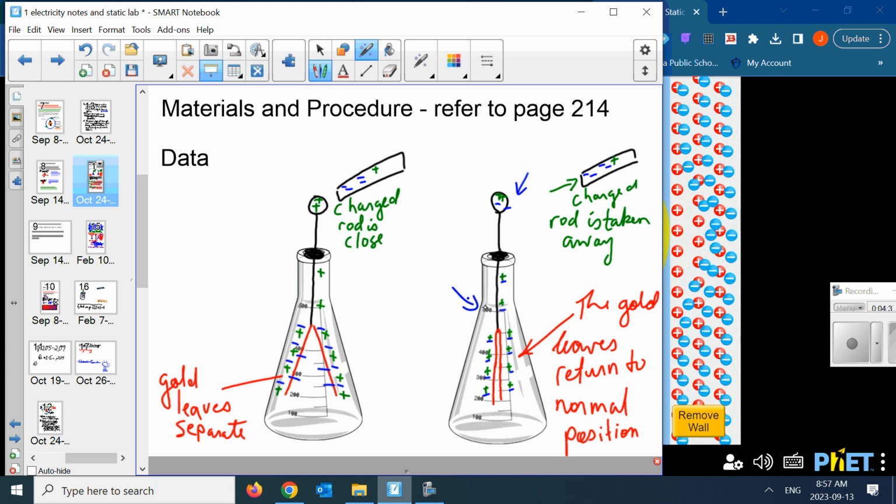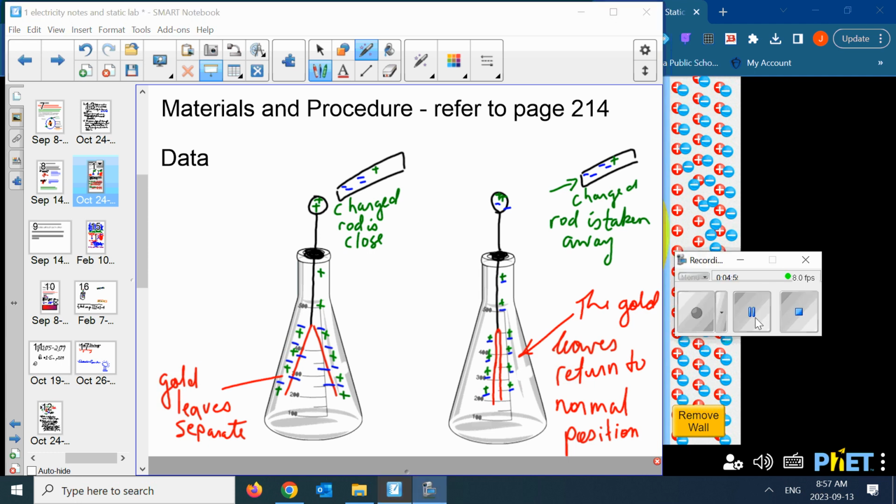Anyways, I'll just let you guys jot this down. This is your data. You need this because you're doing a write-up. We're doing this activity instead of just reading and thinking that science is just about reading textbooks. We're observing. I'll pause the video.